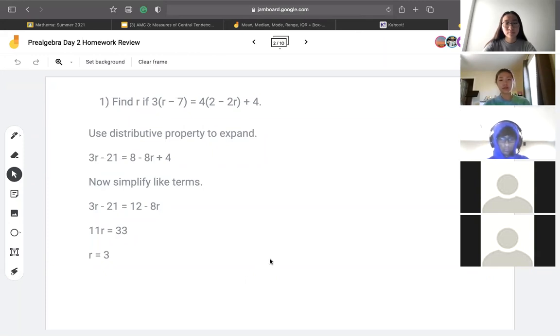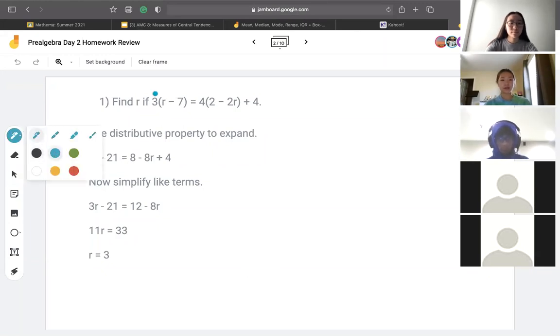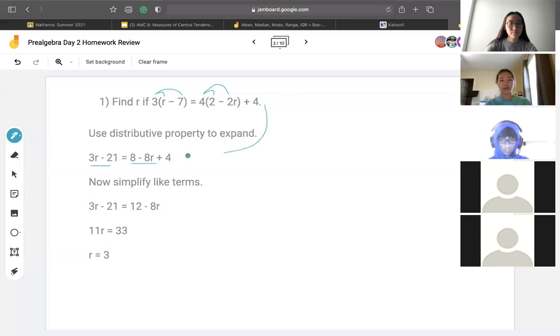So first, you would use the distributive property to expand on both sides. So you would multiply 3 by r, and then 3 by -7, then 4 by 2, then 4 by -2r. Then you would get this equation. Now you would simplify like terms. So on the right side, do 8 plus 4. And then you would just move the variables and their coefficients to one side, then the constants to the other, then divide. So you would get 3.